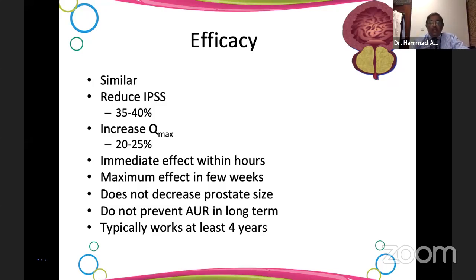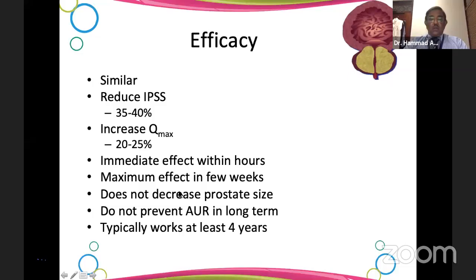Is any alpha blocker better than the other one? Meaning in terms of efficacy, the answer is no. All alpha blockers are very similar in their efficacy. They reduce the IPSS score by one third. So if you have 18, you can have a score of close to 12 within 3 months. They increase the flow rate. So if you have a flow rate of say 10, it may increase to 12.5 or 13 with alpha blockers, and they work very quickly. So you have immediate impact within days.